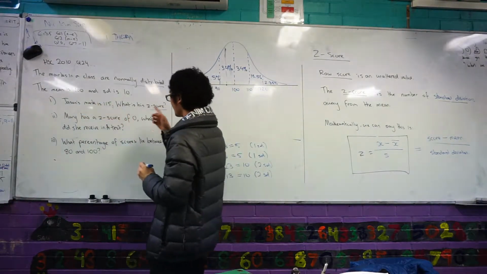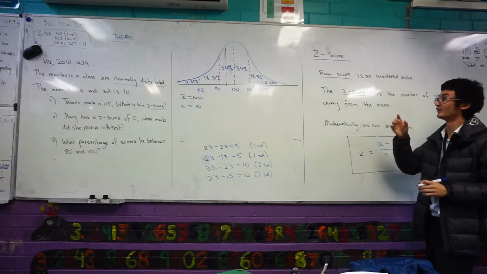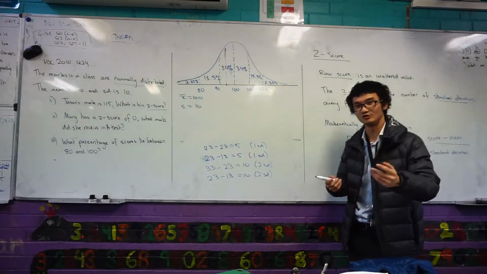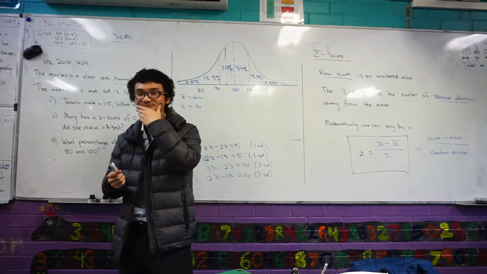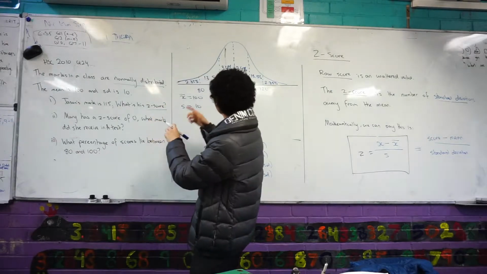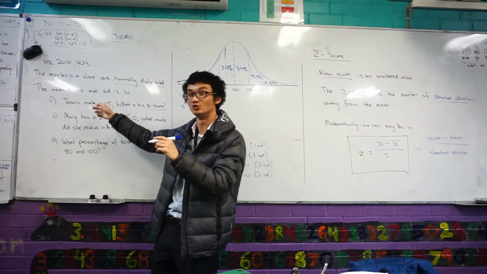Jason's mark is 115. What is his z-score? It's really important to differentiate between a raw score and a z-score. What would you say a raw score is, Tamika? It's literally what mark he got. Okay, so his mark is 115. That's his raw score here.